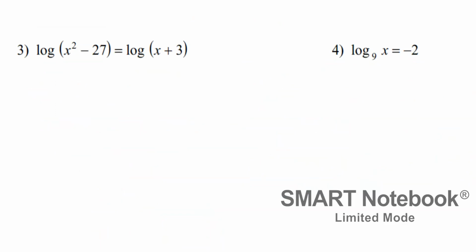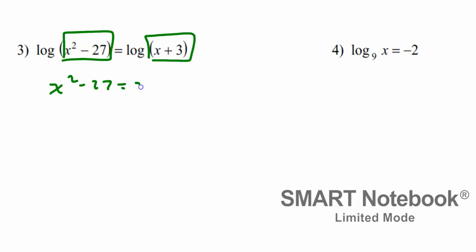Number 3, this one I like. You have log base 10 on both sides. That means that the arguments are equal. So all you have to do on this one is x squared minus 27 equaling x plus 3. And then we'd have to factor. So we'd have to move these over here. So x squared minus x, subtract the 3, minus 30 equals 0.